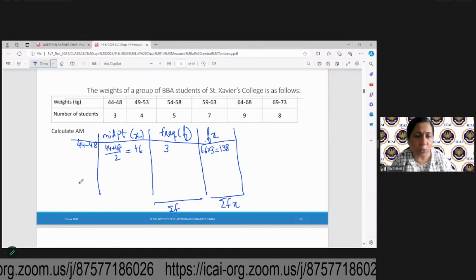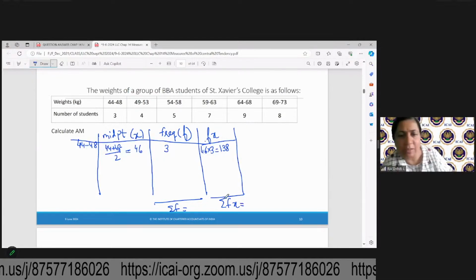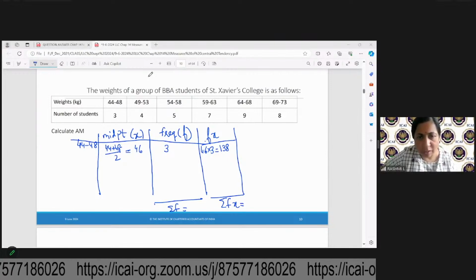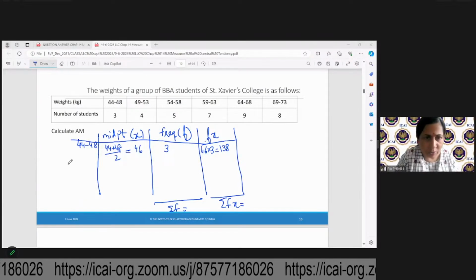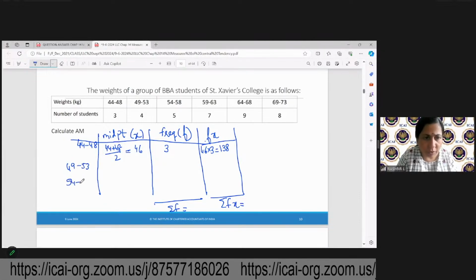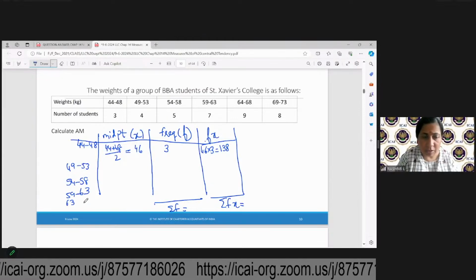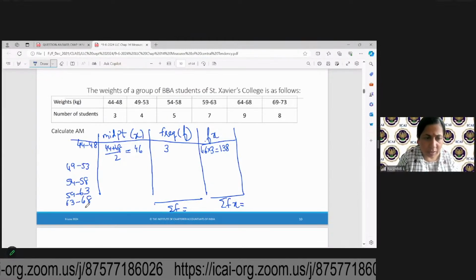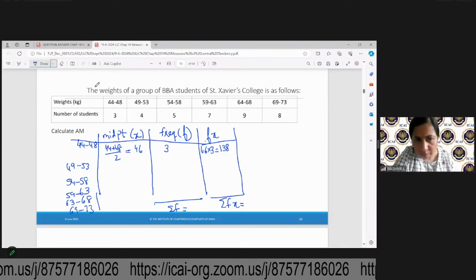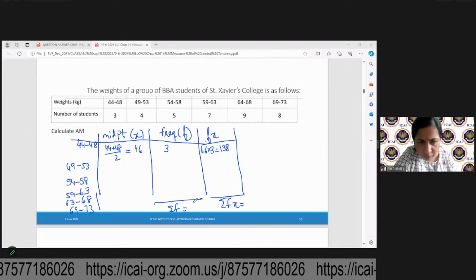Now can you do this for all of these and tell me the value of summation f and summation fx? Very good. 138, everybody got. Next will be 49 to 53, 54 to 58, 59 to 63, 63 to 68, 69 to 73. Summation of f is 36.